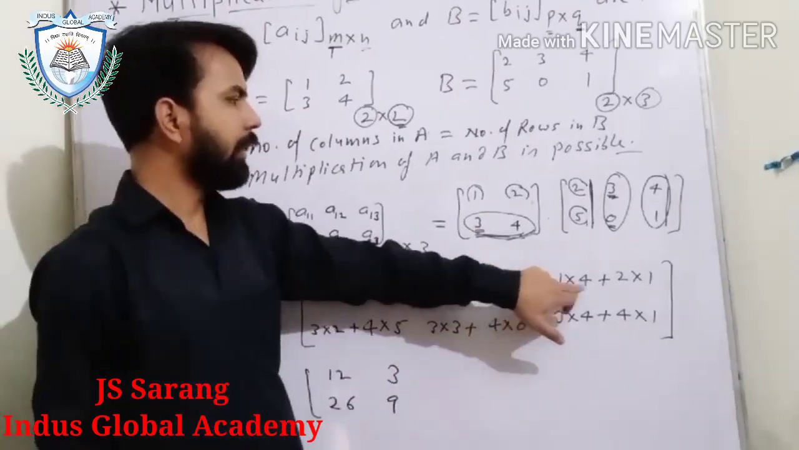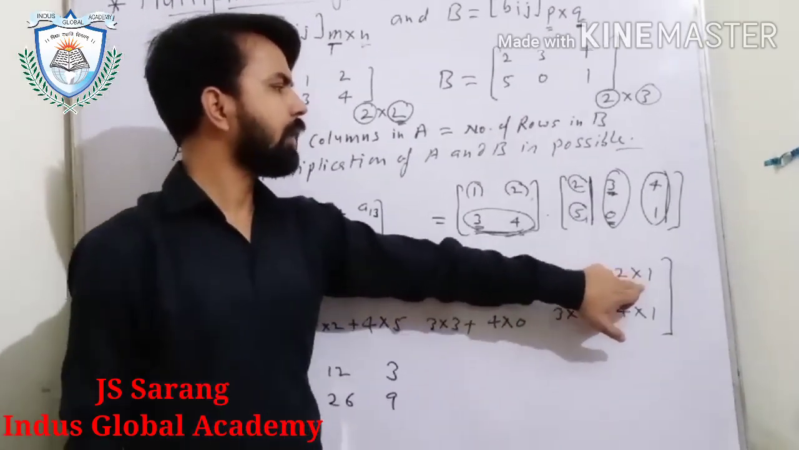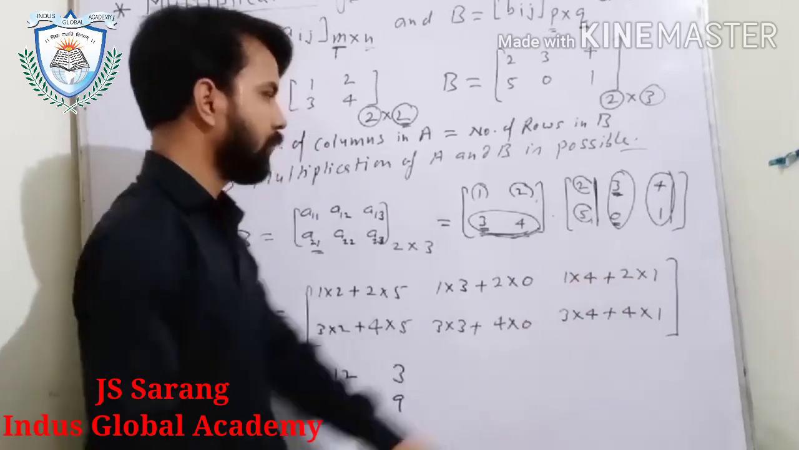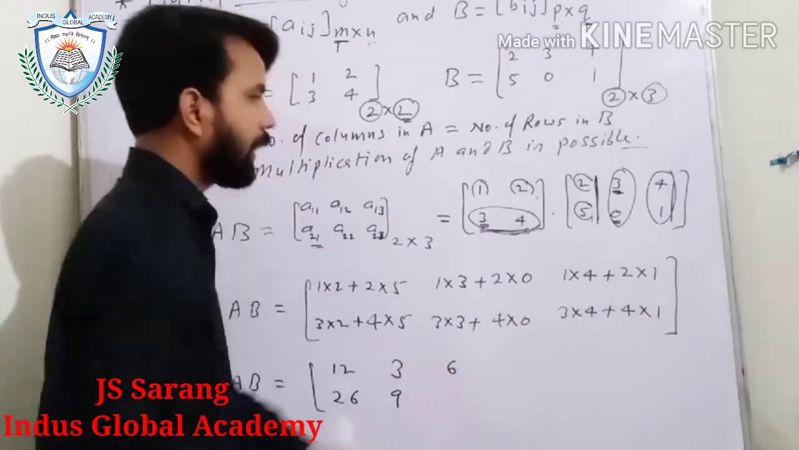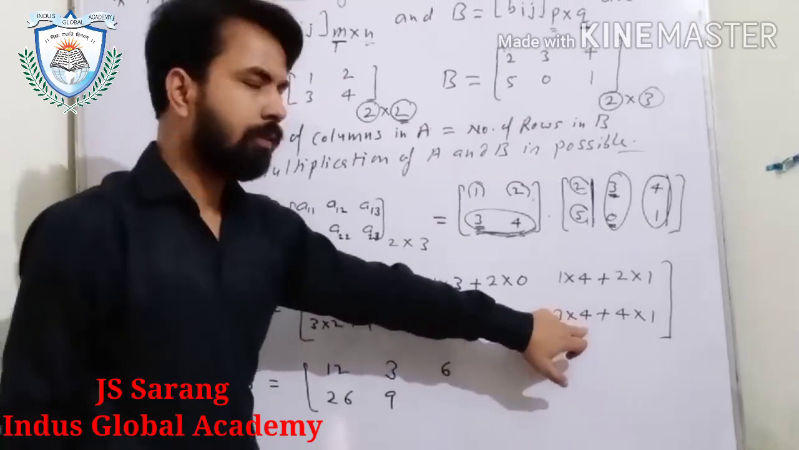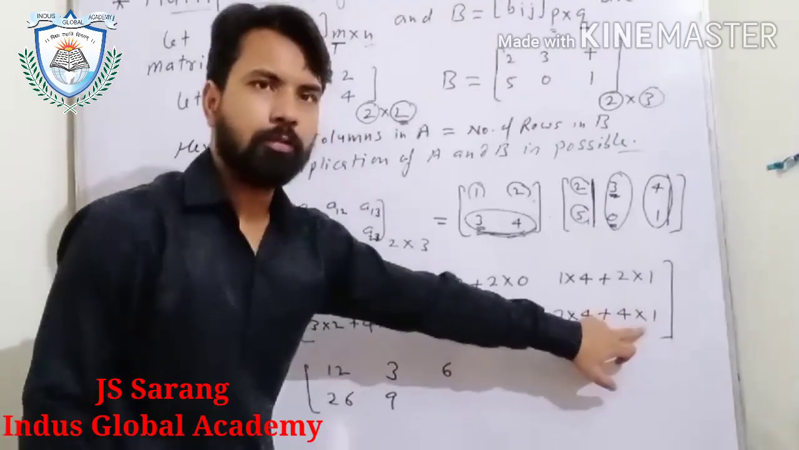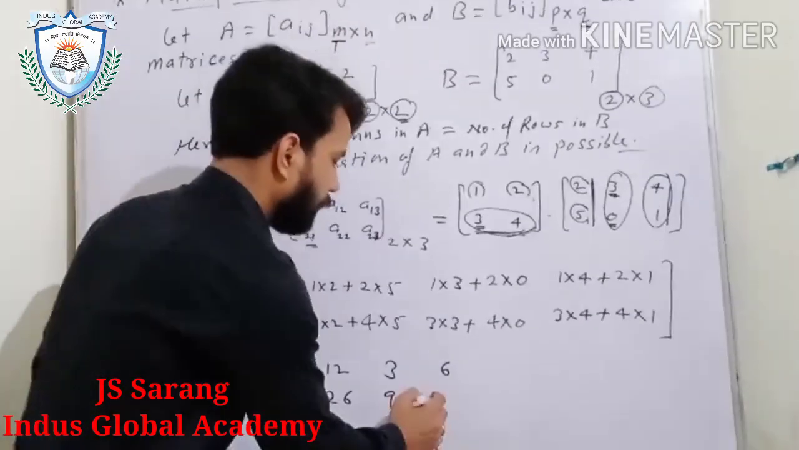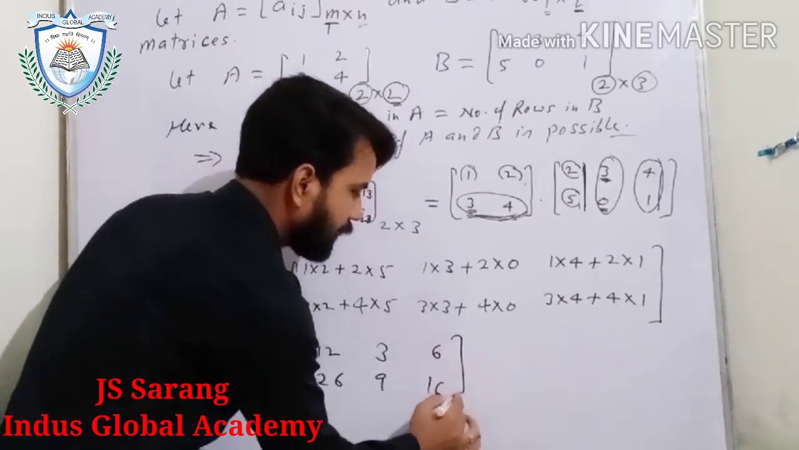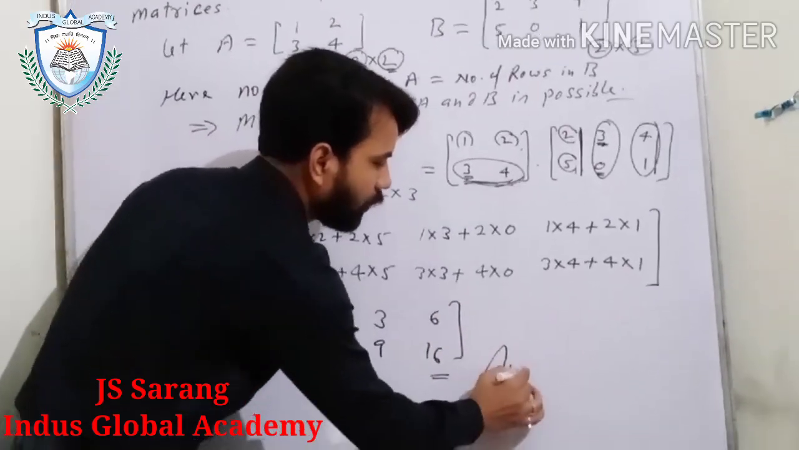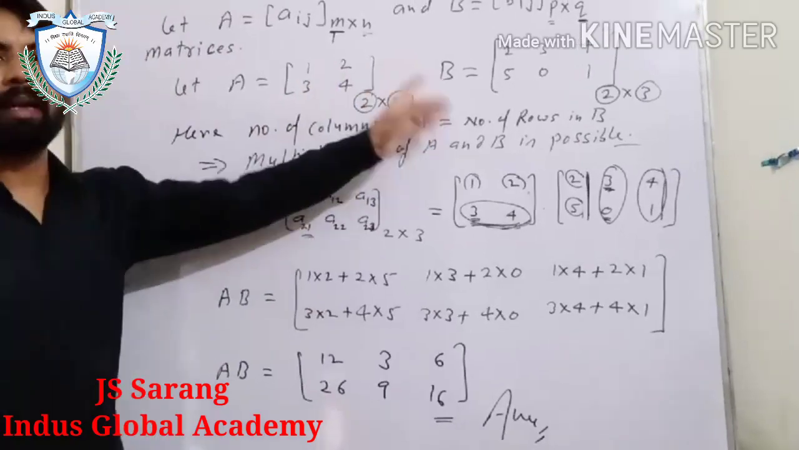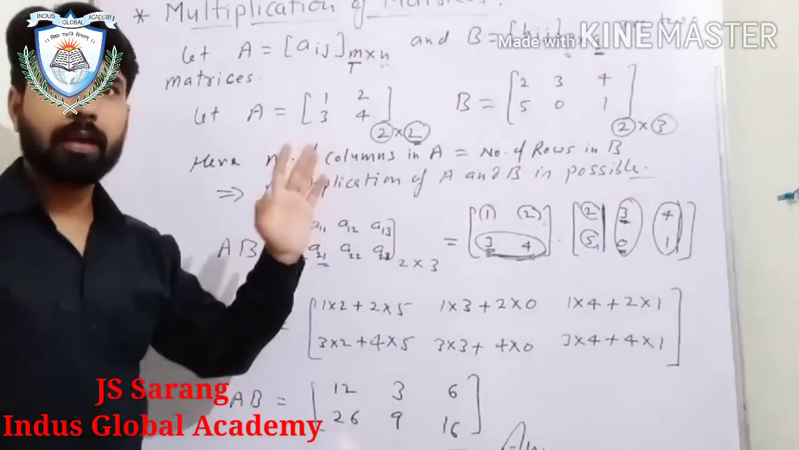Same here. 1 into 4 is 4. Plus 2 into 1 is 2. So 4 plus 2, that is 6. And 3 4s are 12. Plus 4 1s are 4. So 12 plus 4 will be 16. Hence, this is the product of these two matrices. Understood? Are you getting it?